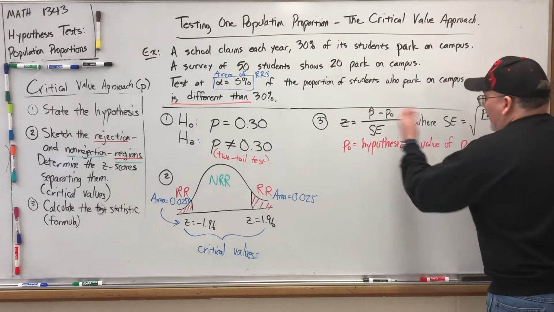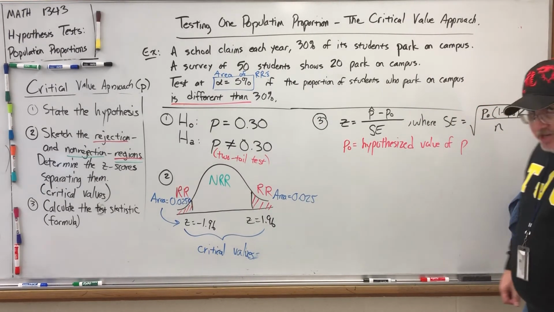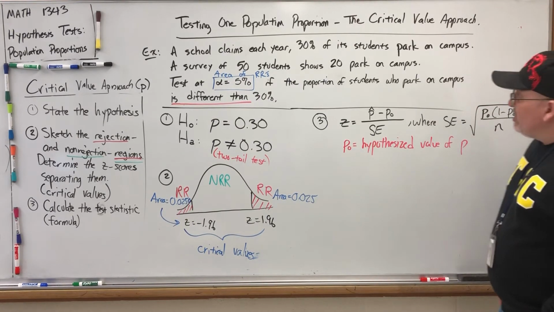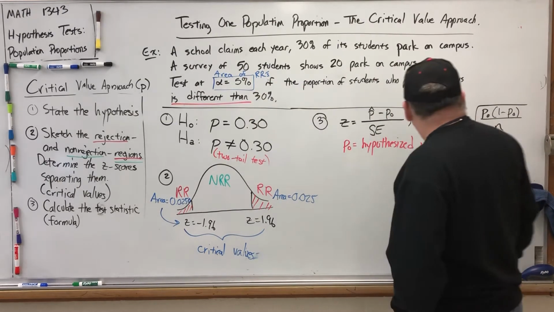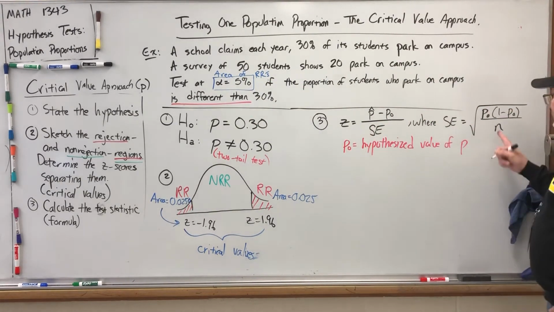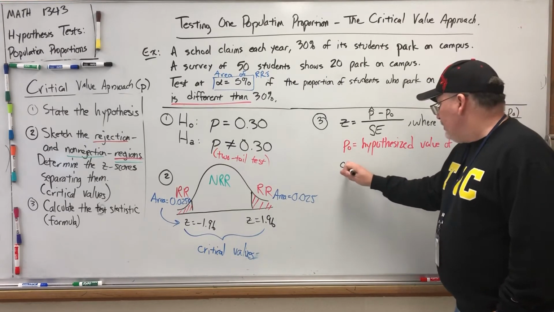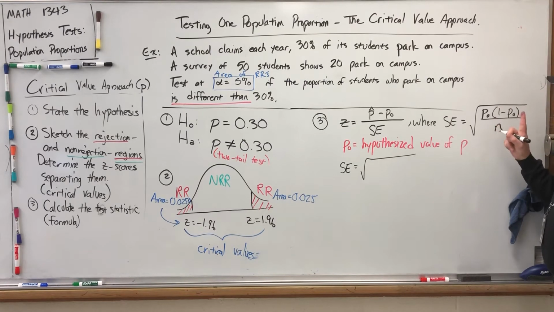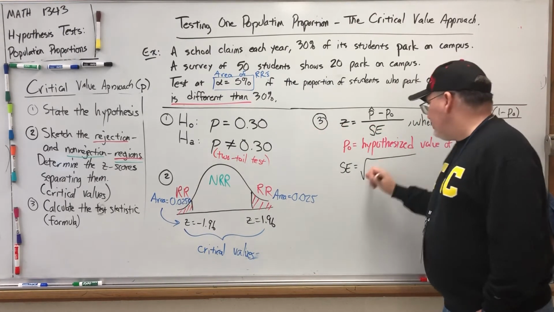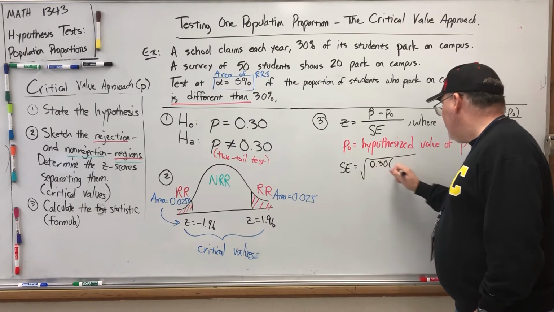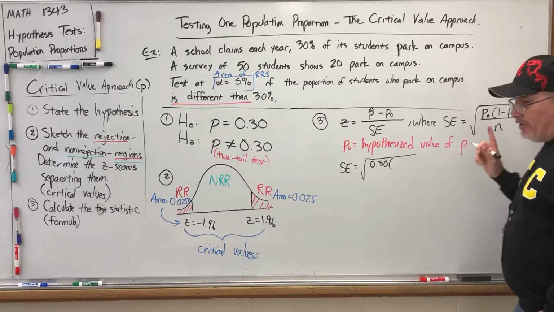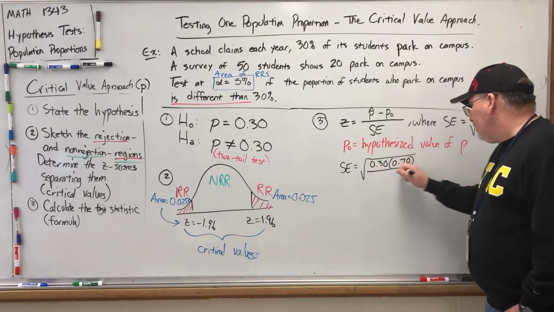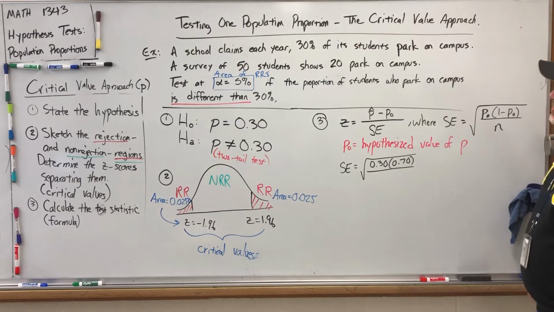Now, also we need the P hat, which we don't have yet, but we were given the ingredients to calculate it. Remember that P hat means the percent of a sample that is characteristic. In this case, it could be 20 out of 50. So at some point, we're going to need to calculate the P hat, but let's go ahead and calculate the standard error. Our standard error is going to be the square root of the hypothesized value of P, which was 30%, 0.30, times 1 minus that. Well, 100% minus 30% is 70%, so 0.70, over the sample size, which was 50.